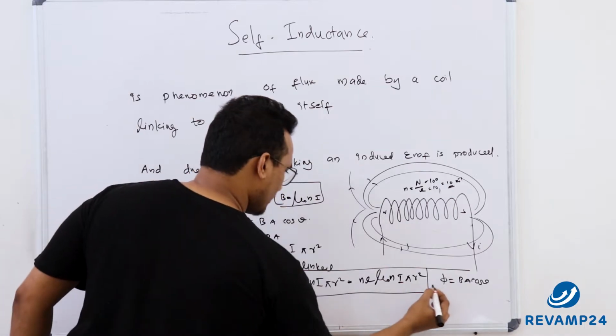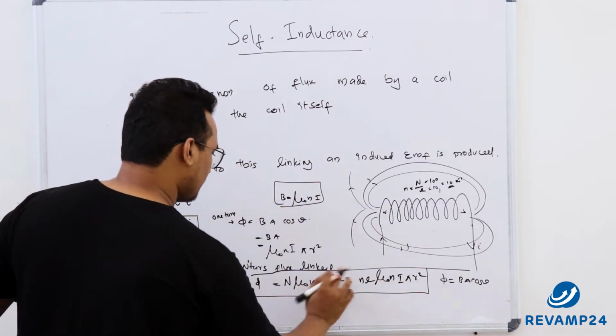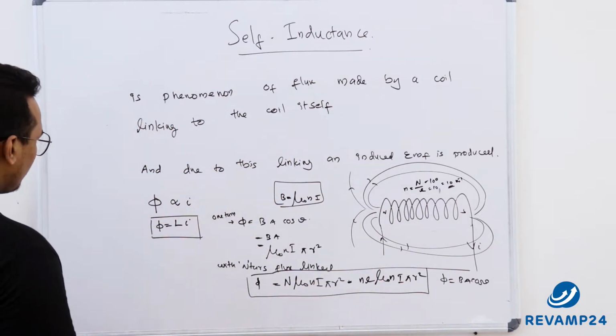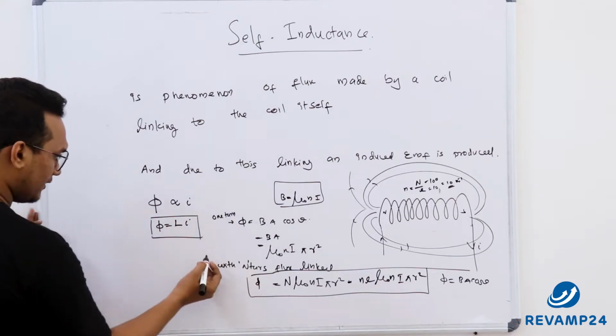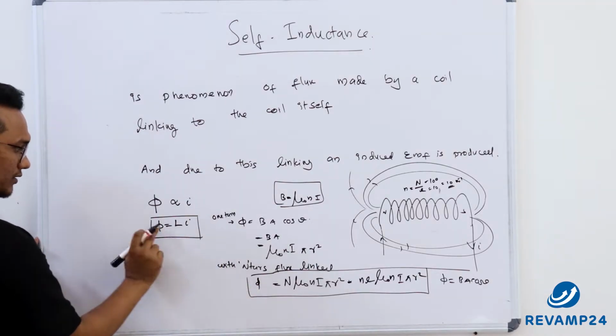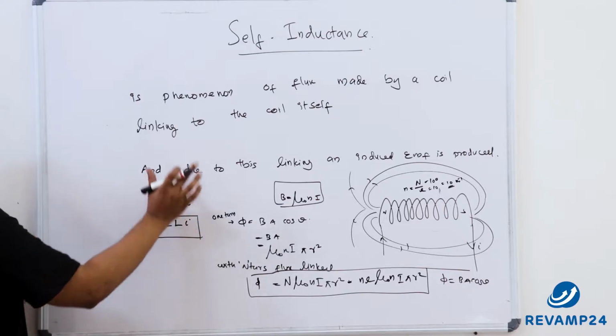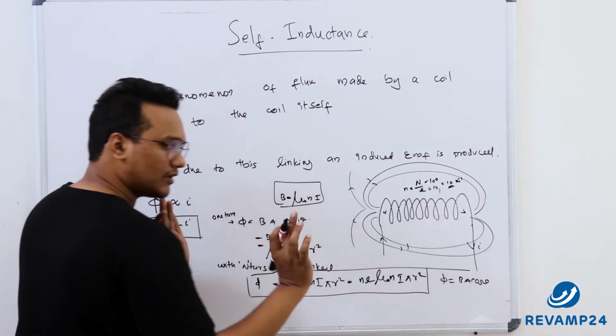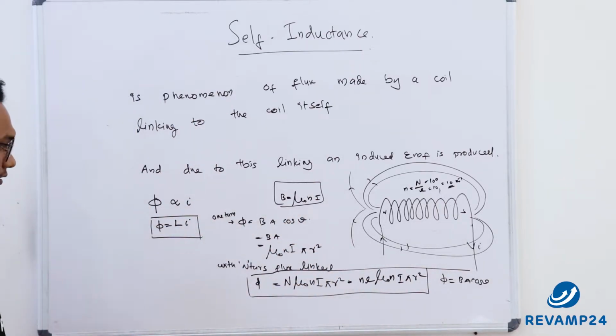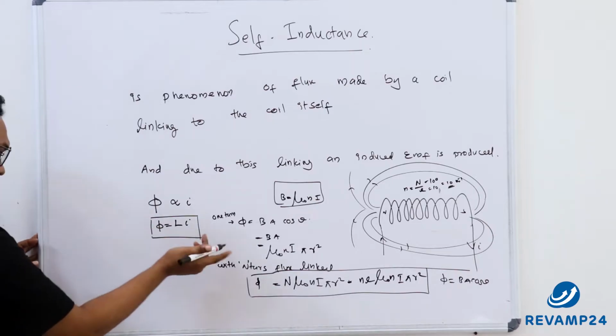So this is the final equation. Both of these equations can be used. Now here we will equate both the equations. This is as per the law of self-inductance. This is the one which we have learned for magnetic flux. So we will equate both.